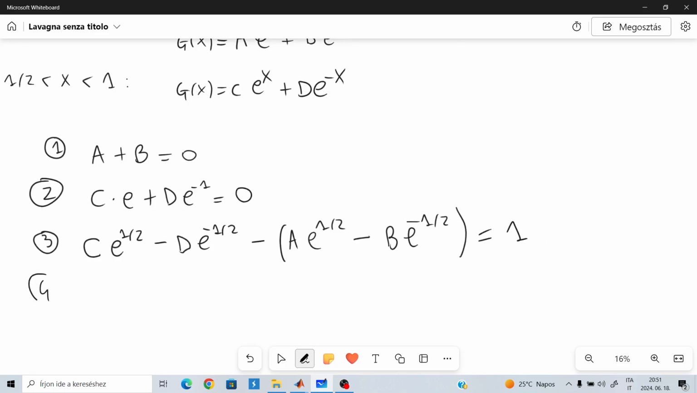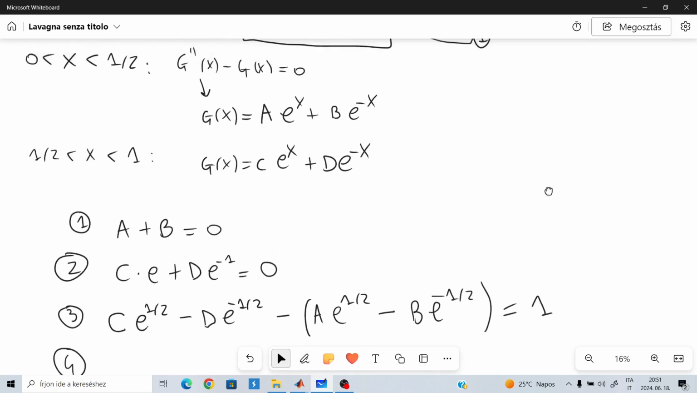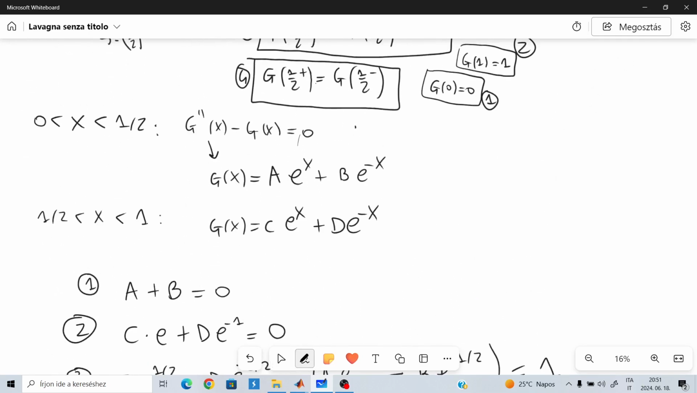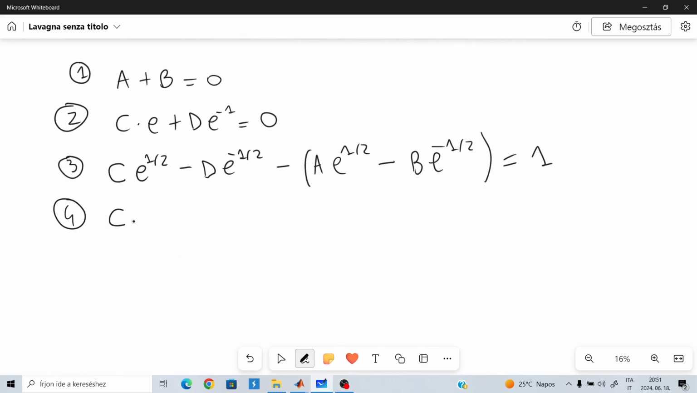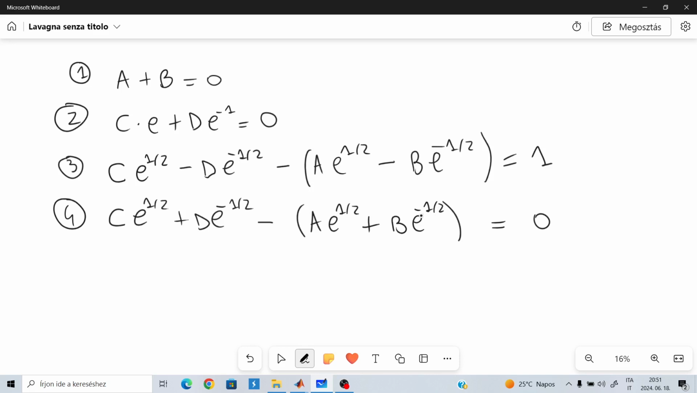Then we have the fourth condition, which is the continuity of the function g at 1/2, this one. So this is a simple condition which tells us that c e to the 1/2 plus d e to the minus 1/2 should be equal to a e to the 1/2 plus b e to the minus 1/2, just like this. Now, this is just a simple system where you have the unknowns a, b, c, and d.